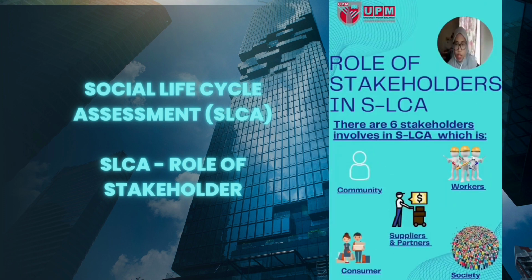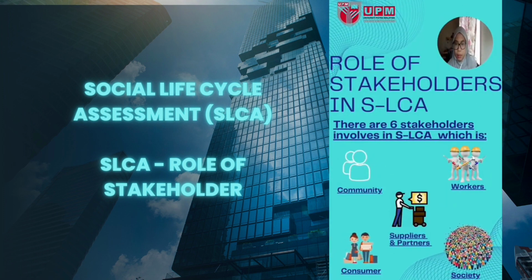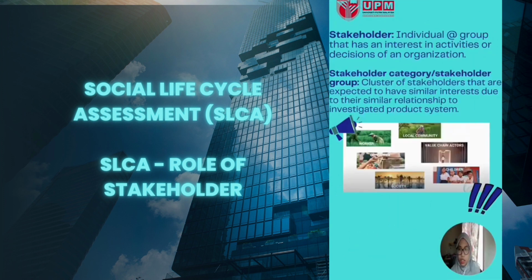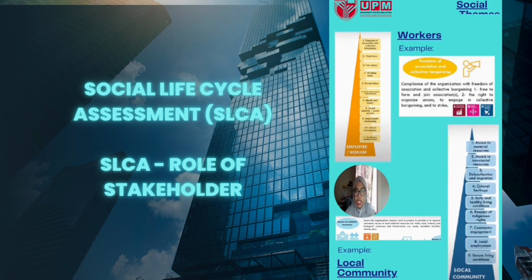There are 6 stakeholders involved in S-LCA, which are community, workers, suppliers and partners, consumers, and also society. A stakeholder refers to an individual or group that has an interest in the activities or decisions of an organization. A stakeholder category or stakeholder group means a cluster of stakeholders that are expected to have similar interests due to their similar relationship to the investigated product systems. There are different social themes for each stakeholder group.